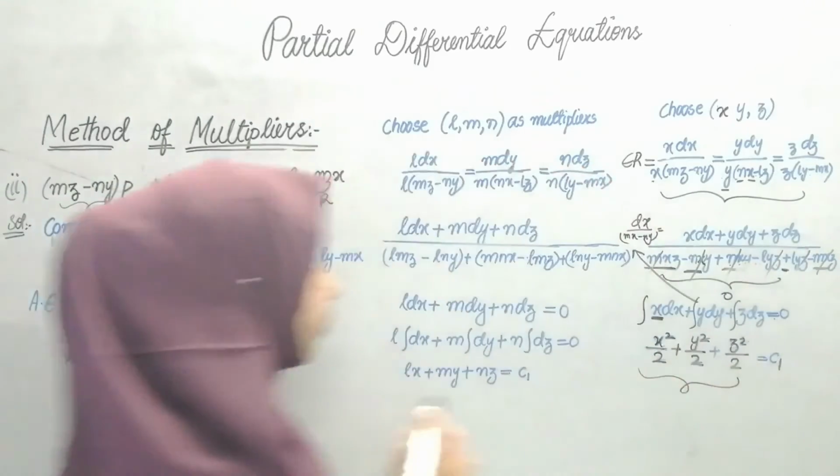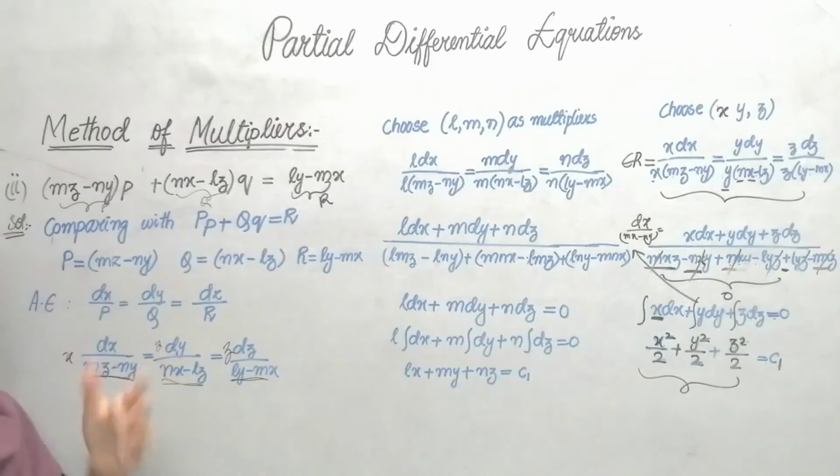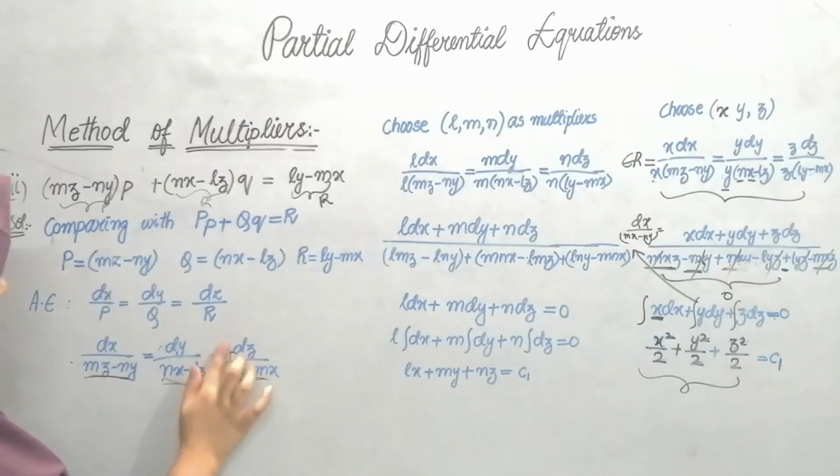Now again I need to do what? I need to multiply this thing with some equation or with some constant or a variable in order to make the denominator 0 after adding or subtracting. Okay, so here if you see, I'll just erase this.